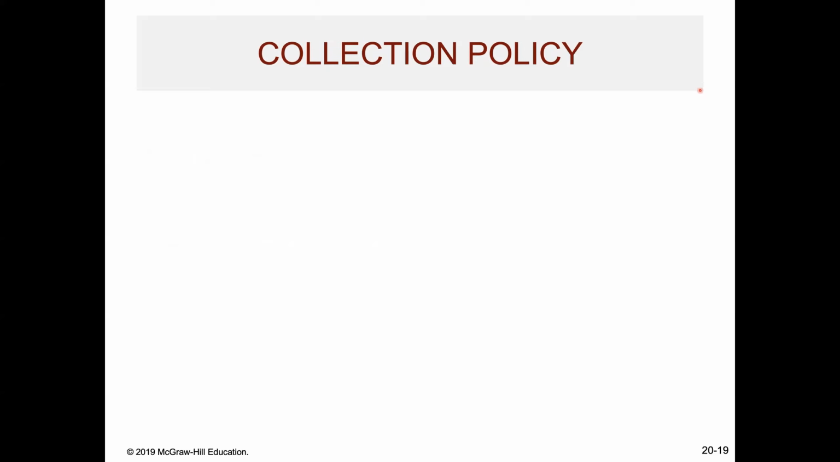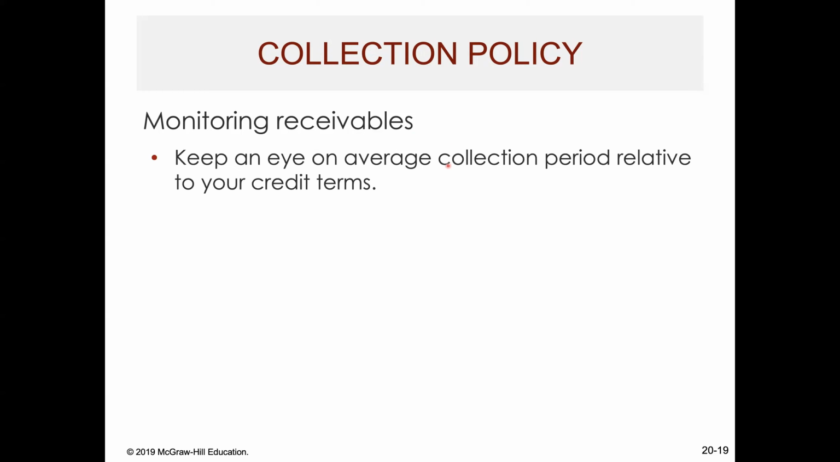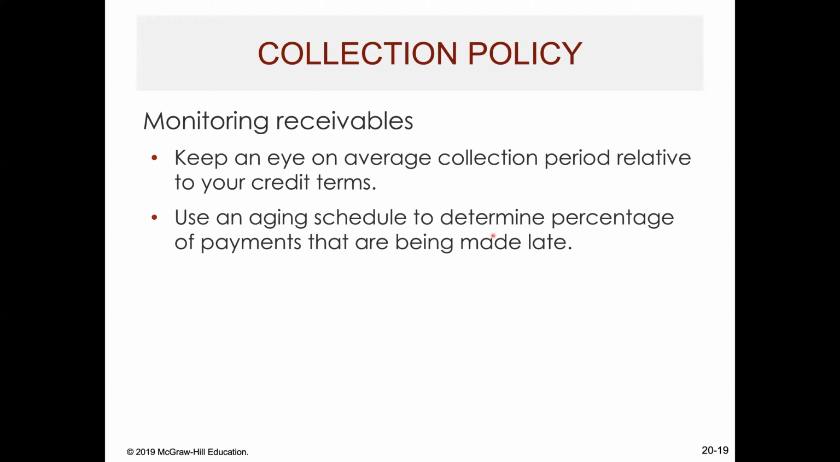Most firms will also have a collection policy. They'll monitor receivables. They keep an eye on average collection period relative to your credit terms. So I would have my staff print me out an aging report for our accounts receivable so that I could see exactly who hadn't paid and how long they had been outstanding. So using an aging schedule to determine the percentage of payments that are being made late, we would use that information, and I would call the customer and say, why haven't you paid? What do we need to do to get ourselves paid?